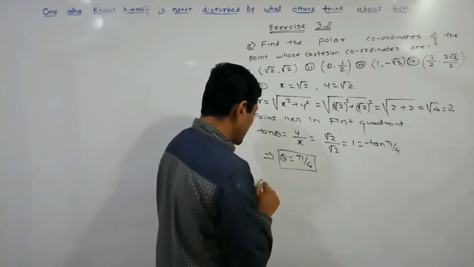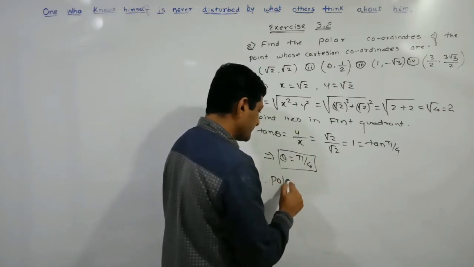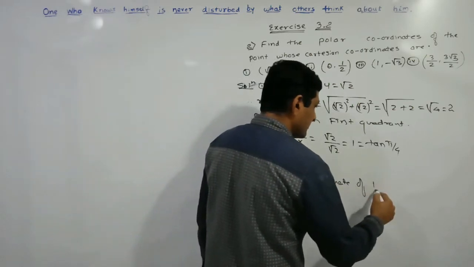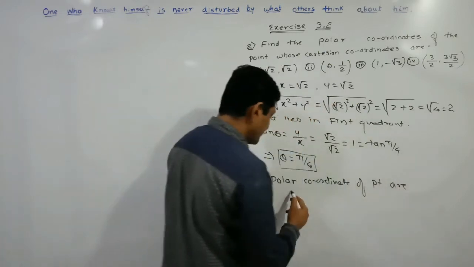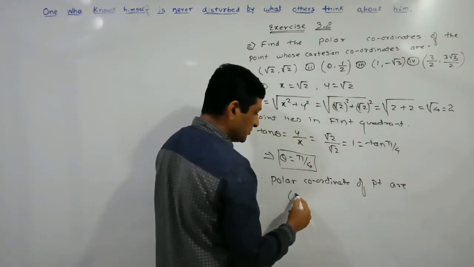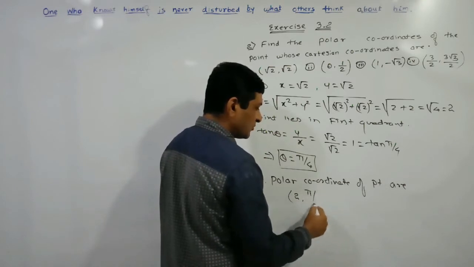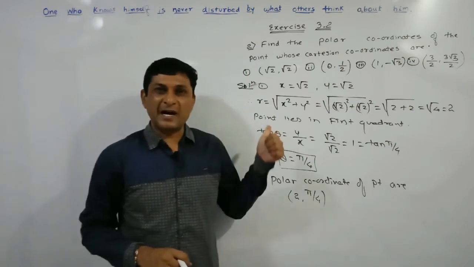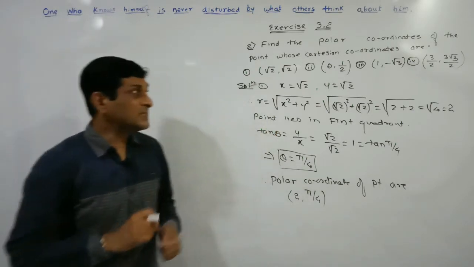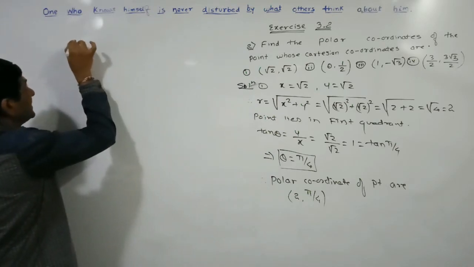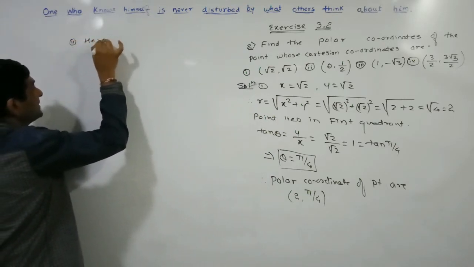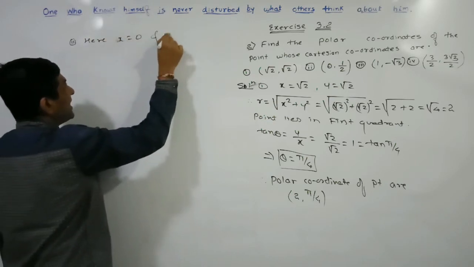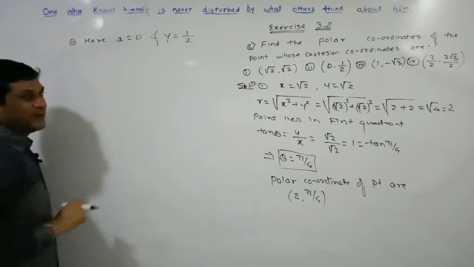So we can say that therefore polar coordinate of point R. So first write down r means how much? 2, and then write down theta means how much? Pi by 4. In this way we are finding polar coordinate of a point if its Cartesian coordinates are given to us. Now observe the second example. In the second example, so what we can observe here value of x is equals to 0 and y is equals to 1 by 2. So Cartesian coordinates are given to us.